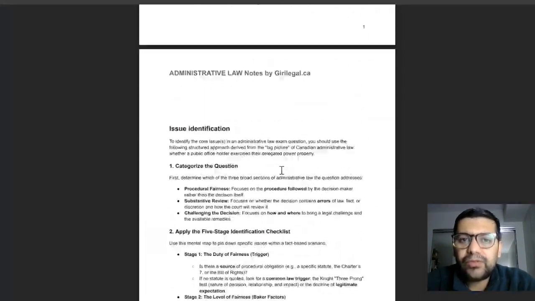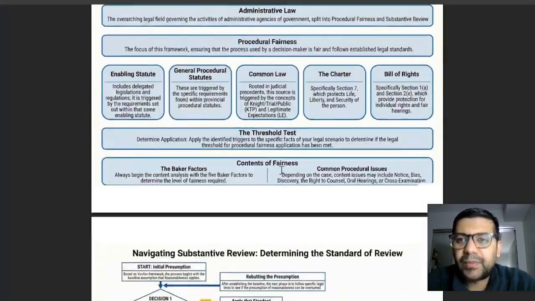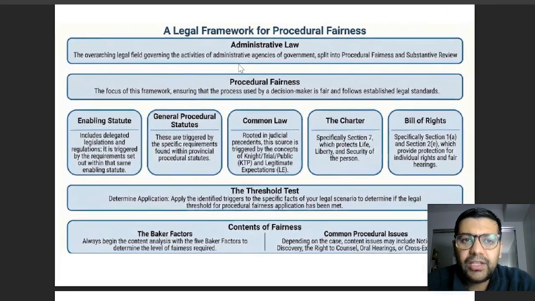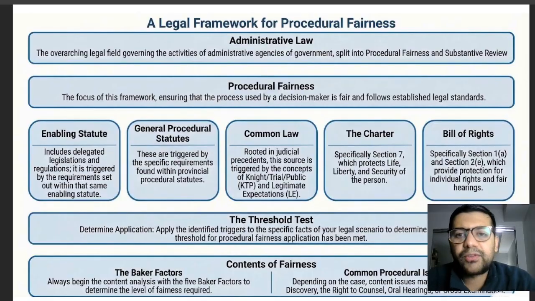Now, I will move further because this is actually prepared in such a way that you should be able to navigate it properly, but for teaching, this is not properly compiled. So what I'll do is I'll use our very first chart for the procedural fairness and talk about what it means.